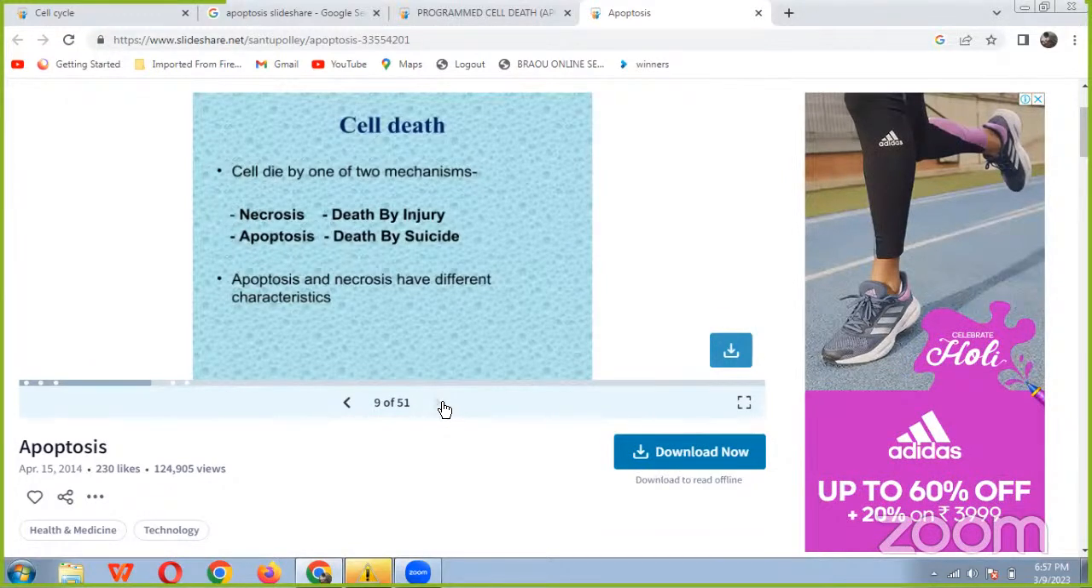Necrosis means death by injury, apoptosis means death by suicide.